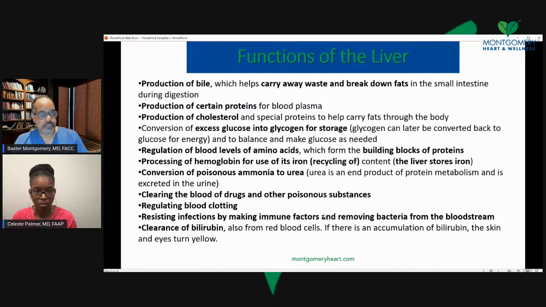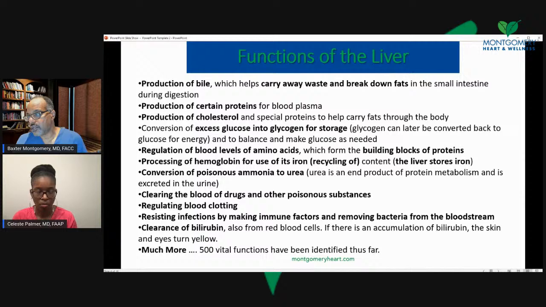Clearance of bilirubin is an important factor. If bilirubin's not cleared, you can have yellow skin, yellow eyes, and that's one of the symptoms of advanced liver disease, elevated bilirubin, and much more. So far, we've identified about 500 vital functions of the liver, and I'm sure there are probably more that we need to identify. Let's see, Sharon has another question.